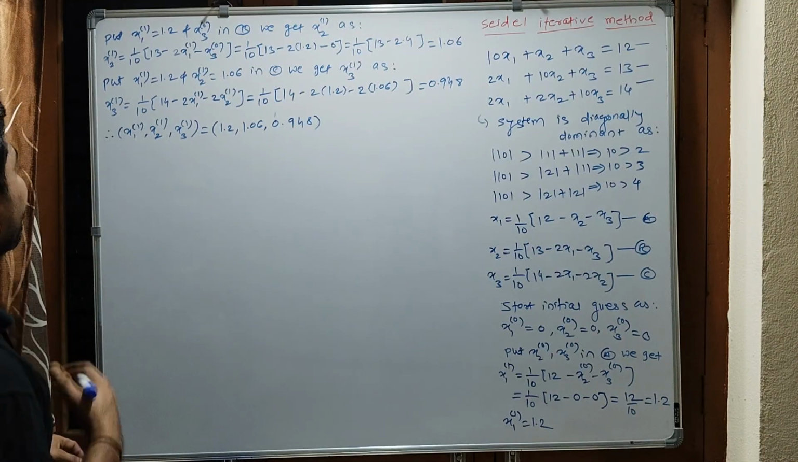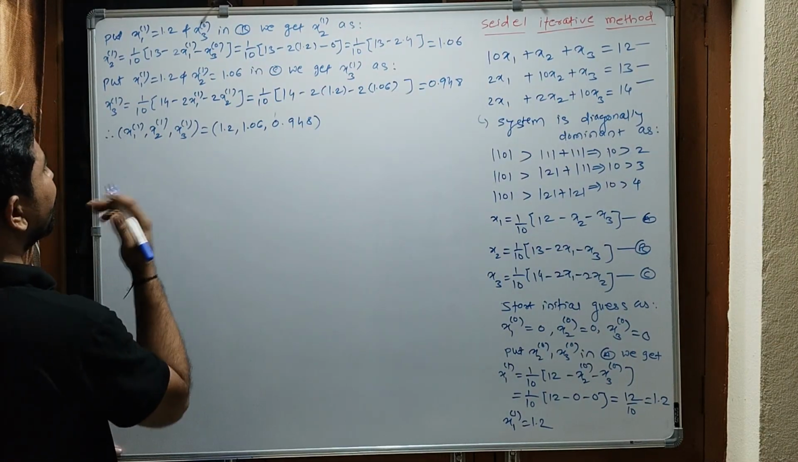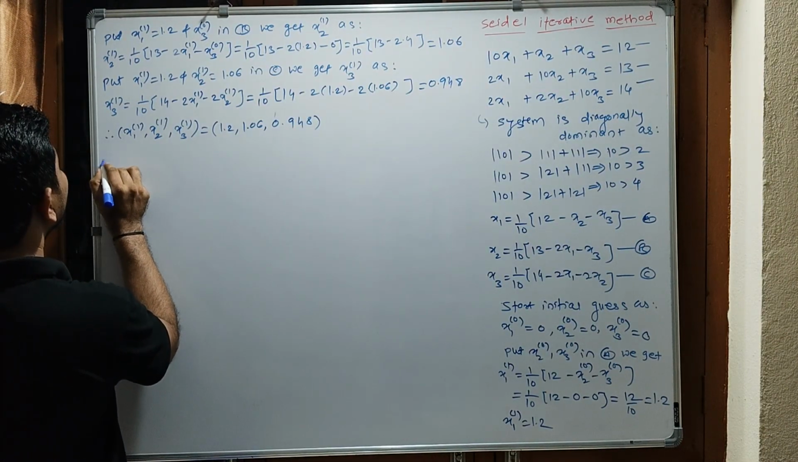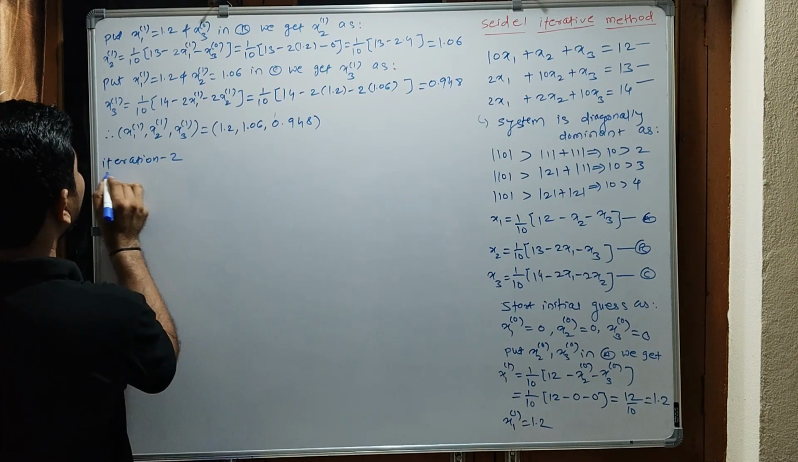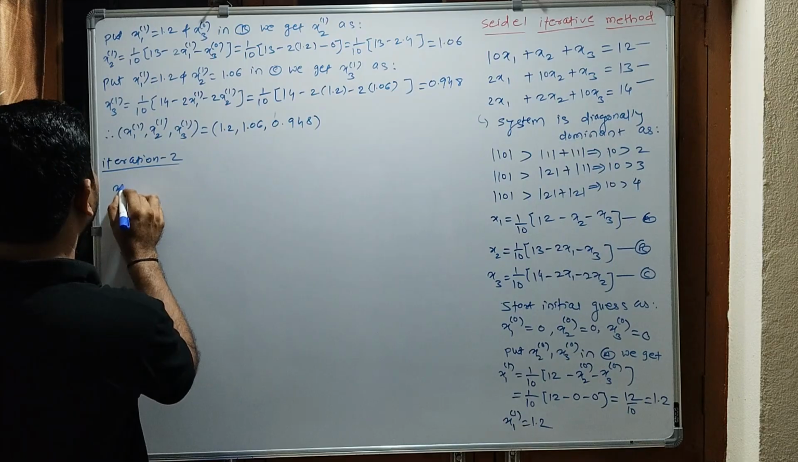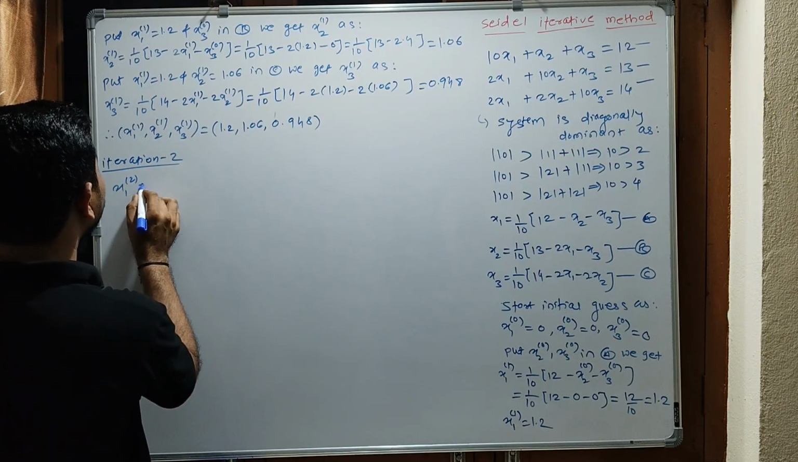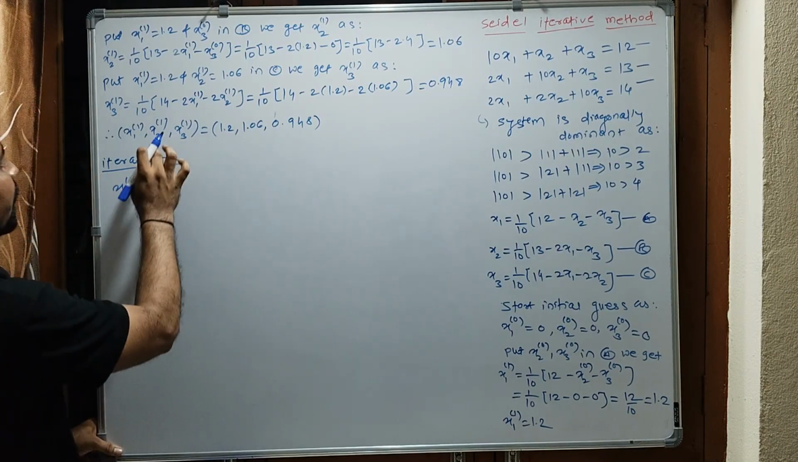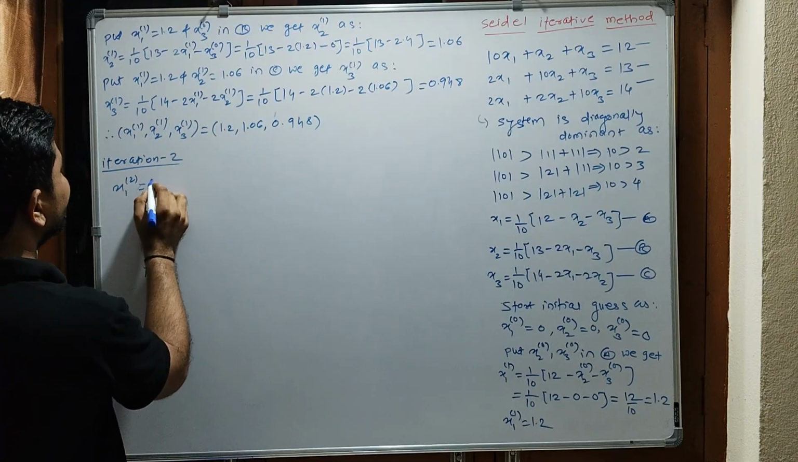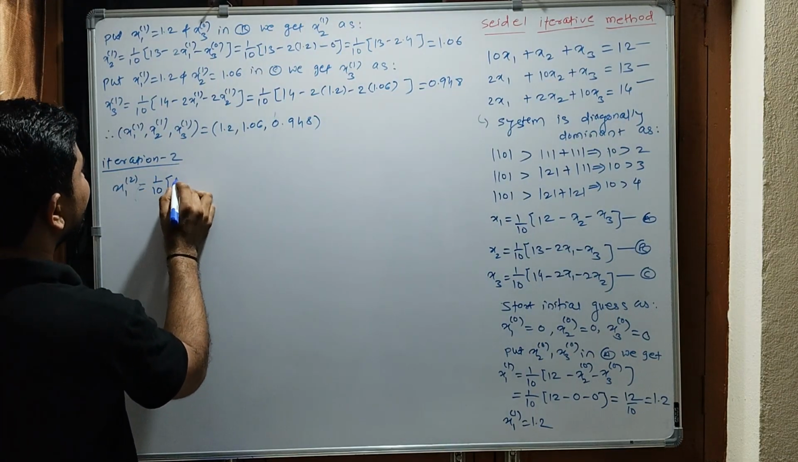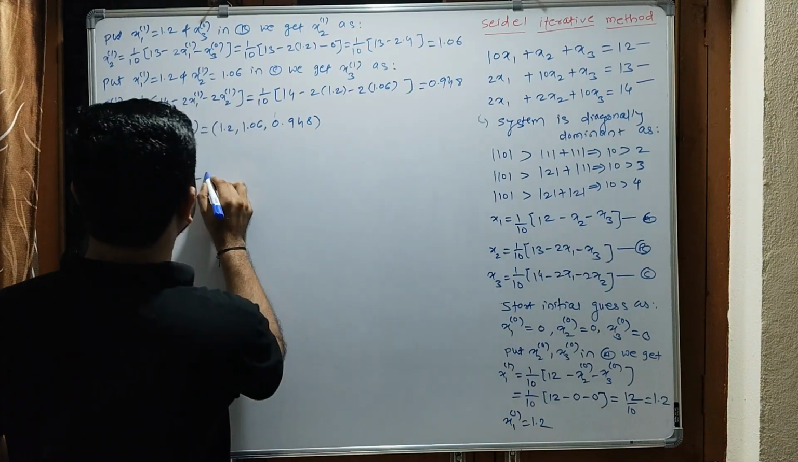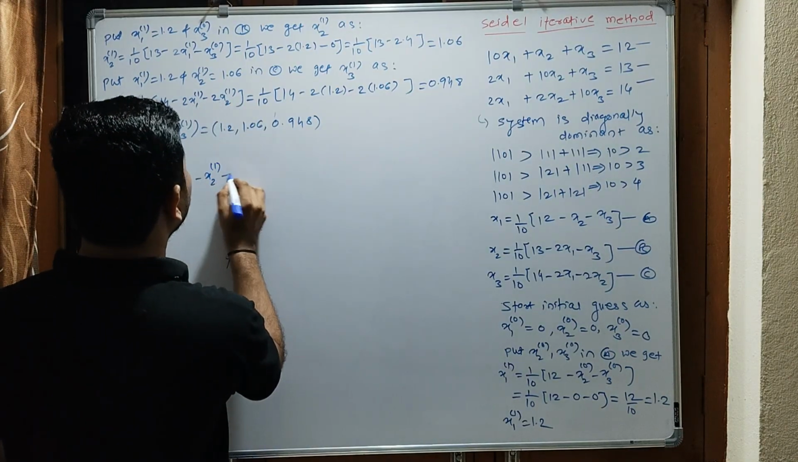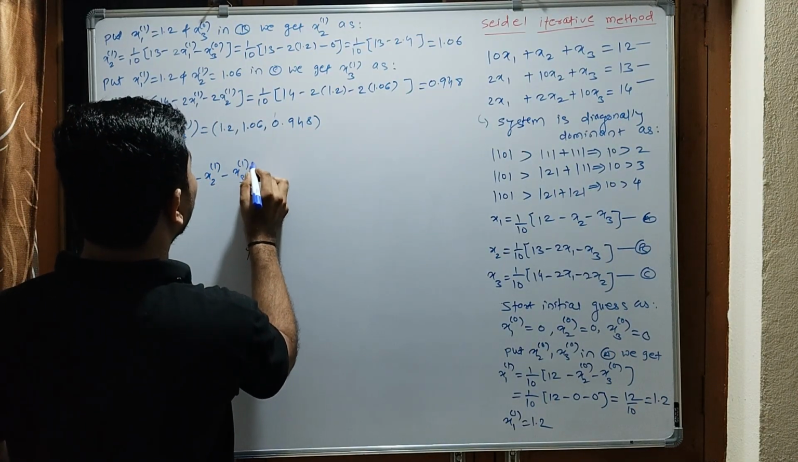Now I want to find x1 at 2. So I want to find iteration 2. In this, for x1 at 2, at that time I will use x2 at 1 and x3 at 1, which is equal to 1 by 10 times 12 minus x2 at 1 and x3 at 1.